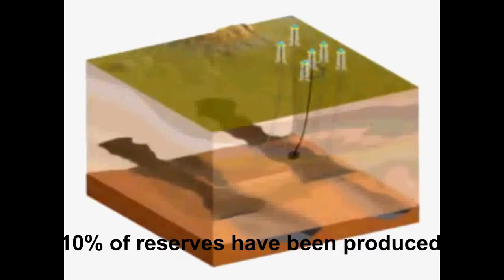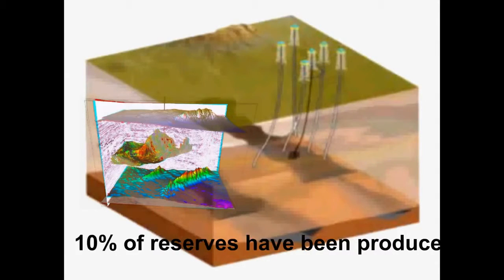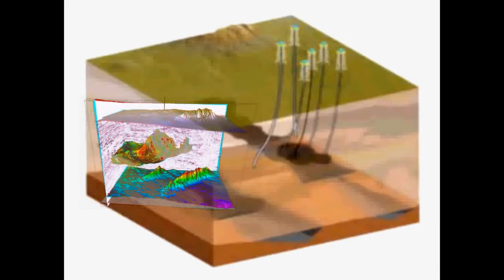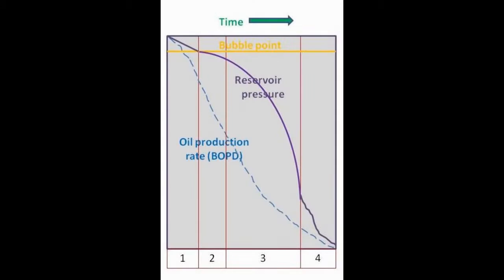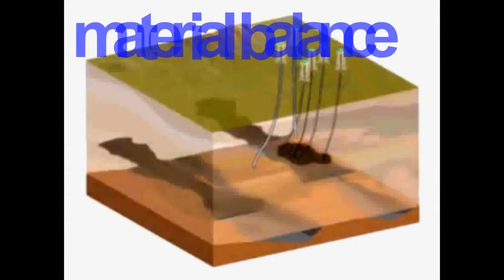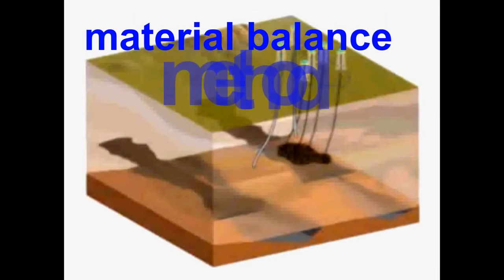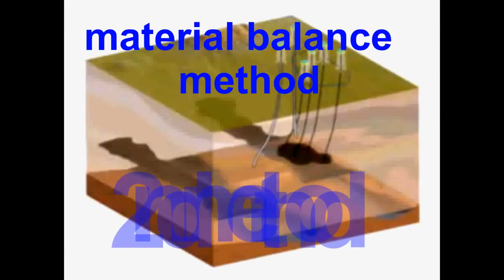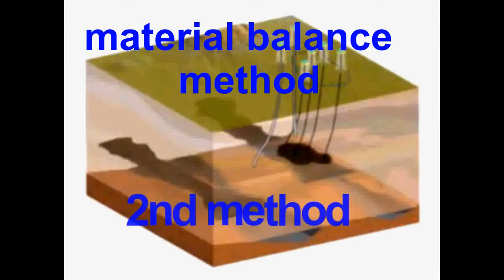It is used after about 10% of the reserves have been produced, after more accurate data has become available. Since reserves have observable reservoir pressure declines and changing production values as oil is extracted, this data can be used in the material balance method, giving greater accuracy in calculating proven reserves than the volumetric method.